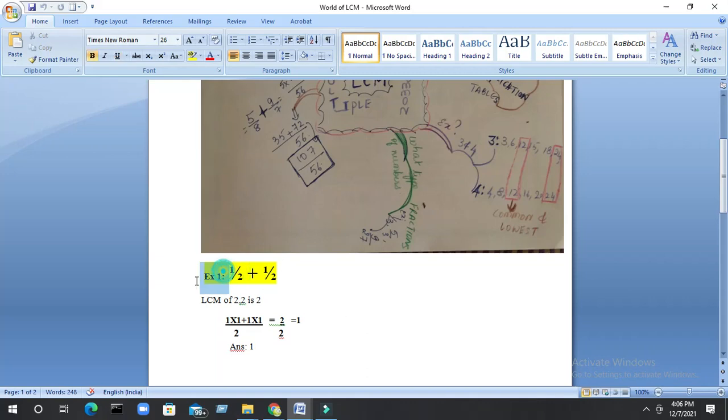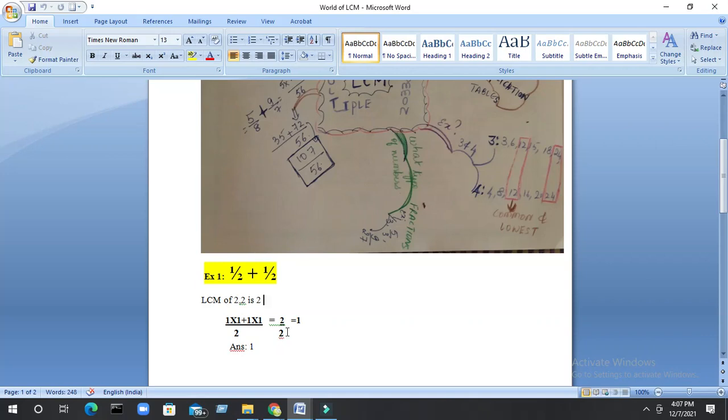Here I will go for example 1. What is 1 by 2 plus 1 by 2? If I say 1 by 2 and 1 by 2, probably it is not that easy to understand. If I say half and half, half an apple plus half an apple, take half an apple and another half apple, club them together, it becomes one full apple. That is very easy for us to understand. The same thing, half plus half is 1. How do we get that?